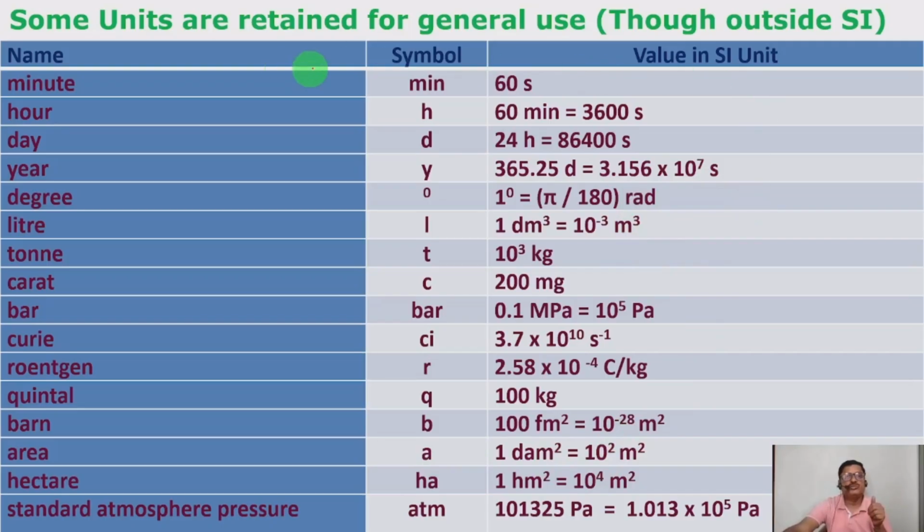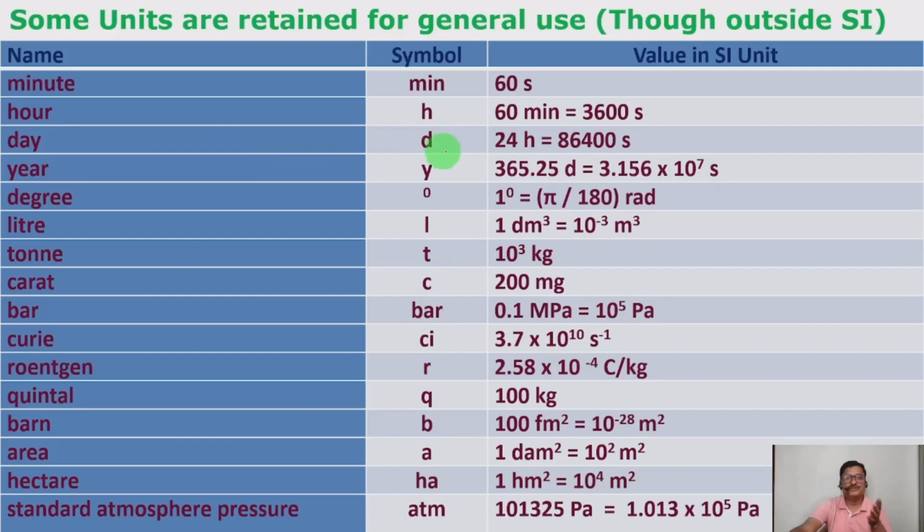And here some units are retained for general use, though outside SI. The seven fundamental units we have discussed, and the supplementary units, the two we have discussed already. Even though those are the units we are going to use, apart from that, some units are in general use even though they are outside the SI. Minute, MIN, is 60 seconds, and hour, H, is 60 minutes, that is 3600 seconds.